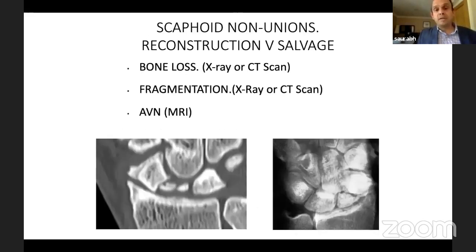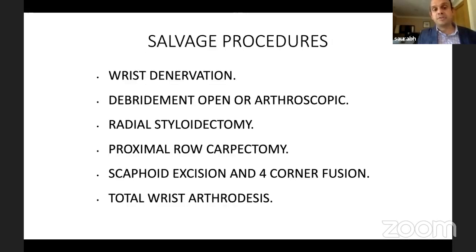So we'll talk about reconstruction in a minute, but let's see salvage procedures. Let's start with simple ones: radial styloidectomies, PRCs, four corner fusions if it's a SLAC or a SNAC, and total wrist fusions. Sometimes in early stages, you can debride arthroscopically. And in elderly people who are very unfit for surgery, you can manage them with steroids and with wrist denervations.